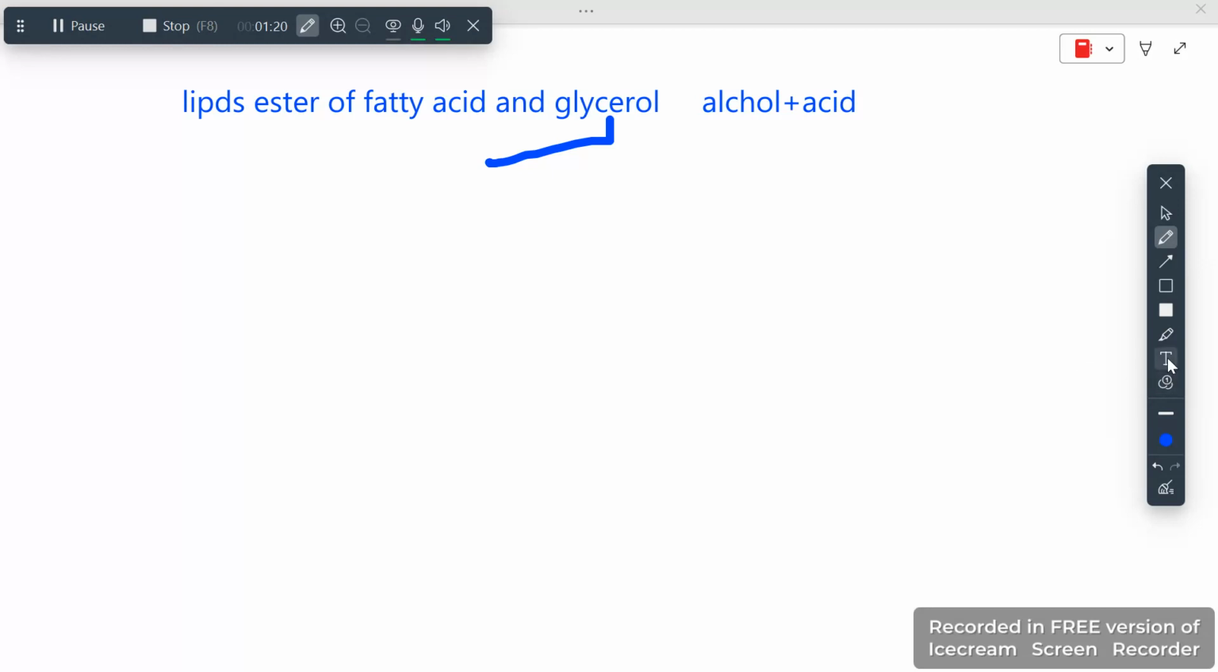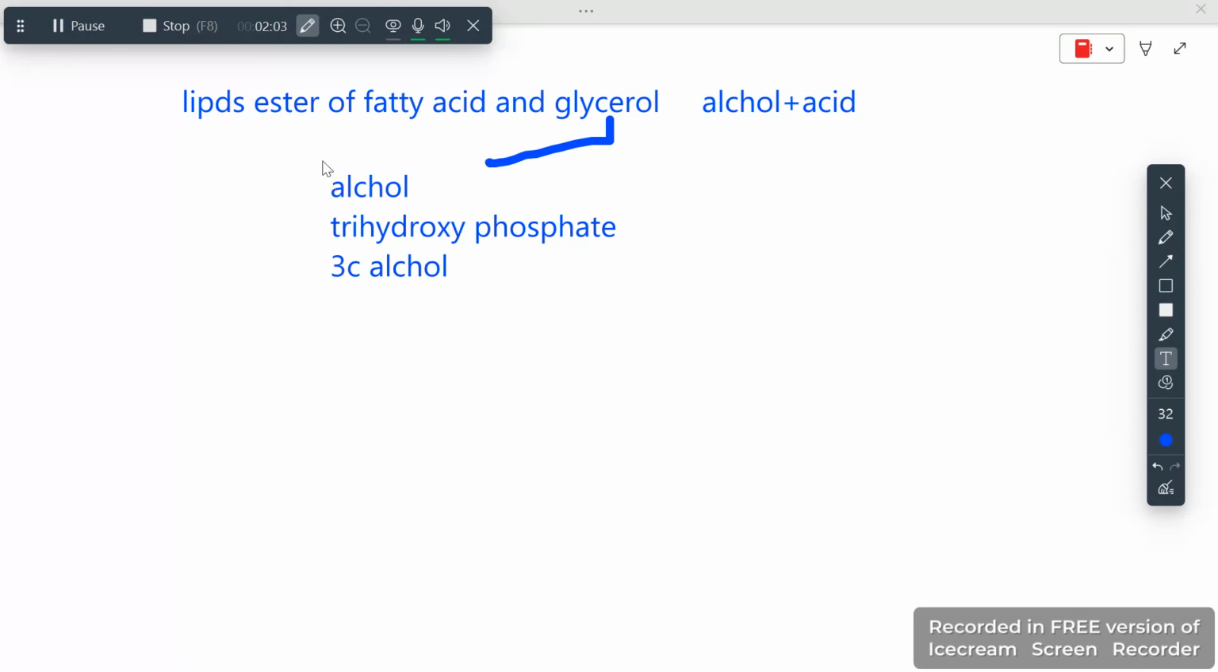Okay, so let me write it here. Glycerol is the alcohol. If you just write alcohol for glycerol, that's not wrong, but there's a particular name we need to write according to biology terms, so that is glycerol. Glycerol is also known as trihydroxy, and this has a three carbon chain, or three carbon alcohol.